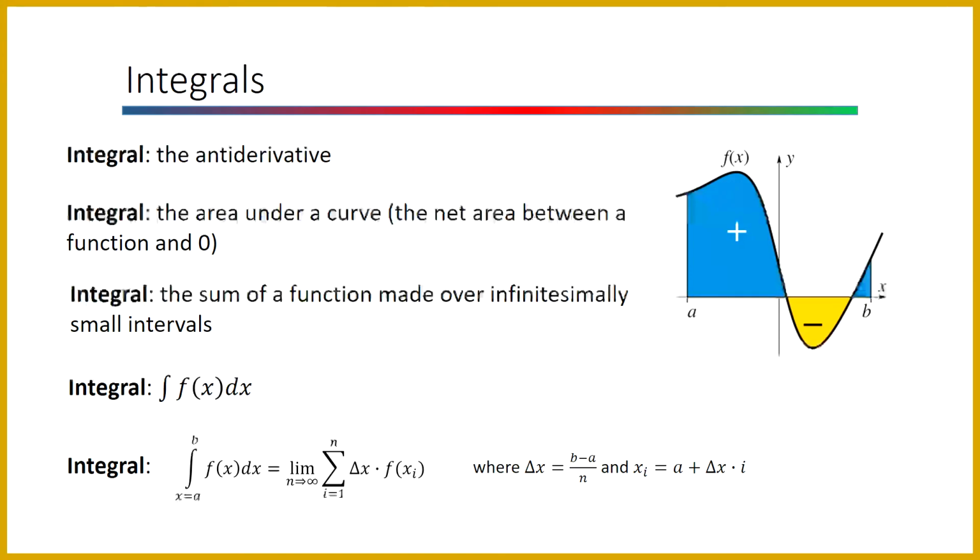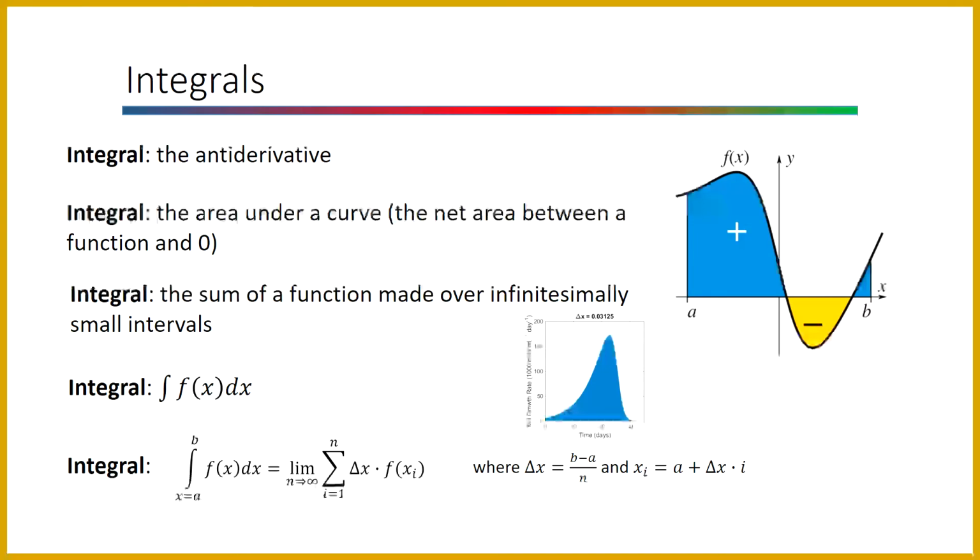We can also define the integral as the net area under a curve, or in other words, the net area between a function and 0. This definition is pictographically explained in the figure in the top right of this slide. When you do the integration, if the function is positive, you'll keep adding to the integral as you move to the right. If the function is negative, the integral will actually get smaller or more negative. The integral can also be defined as the sum of a function made over infinitesimally small intervals. This is kind of an intuitive way to think of the integral, and is the way that we approached it earlier thinking about the sums. It is shown pictorially in this animated GIF.